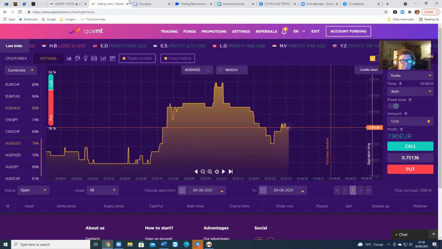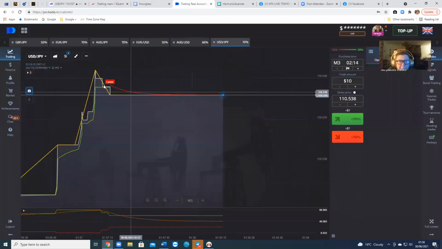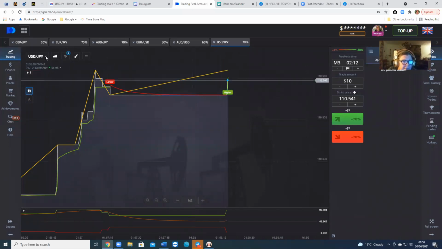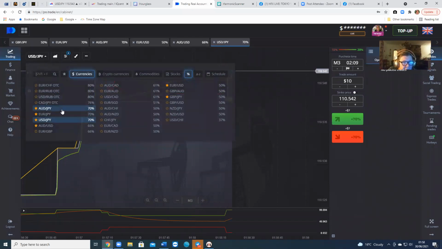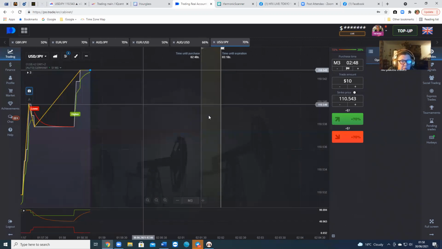So let me look on the other one. This is fixed time that you can't roll over. If it says OTC, that's over the counter, you're trading against the broker. So a minute ago, US dollar JPY was OTC, so I wouldn't have traded that. So on here, it's at 70. This is my favorite pair. So let's just put that there.